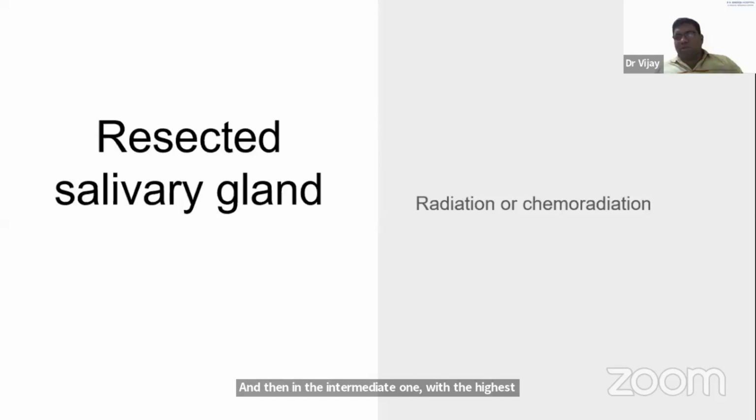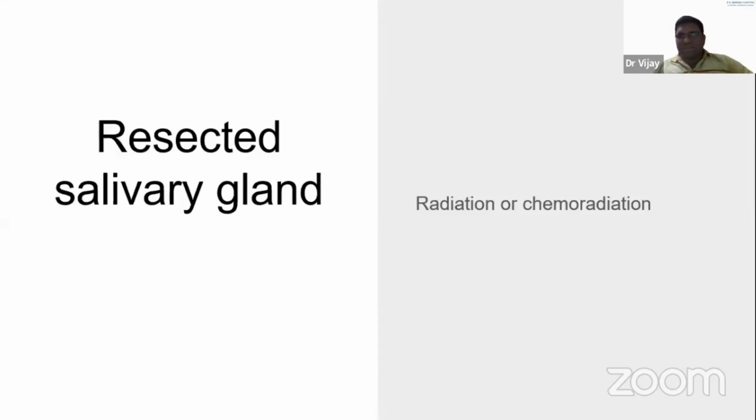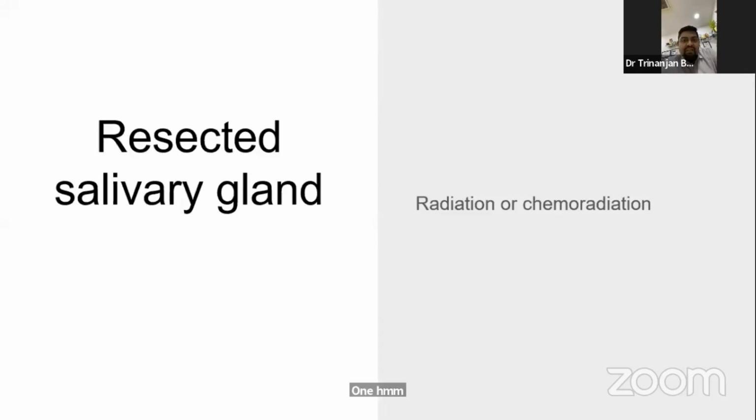Let me stop you, Tiranjan. So if there is a T1, N0, M0 high grade, it gets radiation? Adenoid cystic, probably yes. T1, N0, M0, adenoid cystic, salivary duct carcinoma, mucoepidermoid, because mucoepidermoid is the commonest one. Mucoepidermoid is a bit of a query because, though it is high grade, then T1, very tricky to take a call.